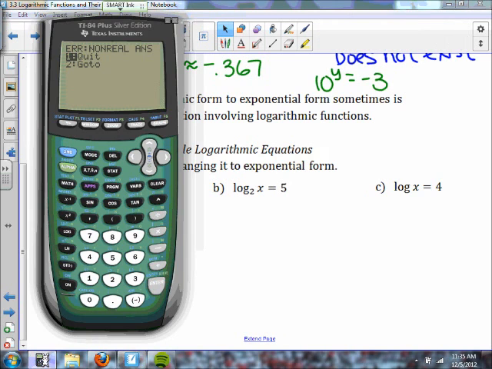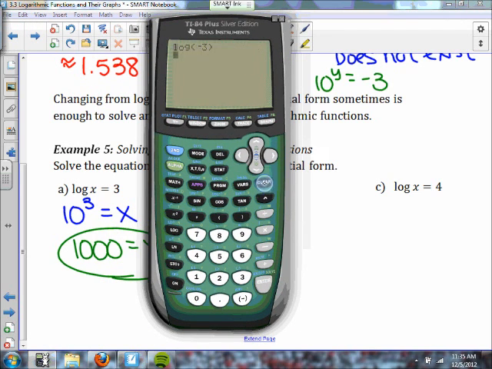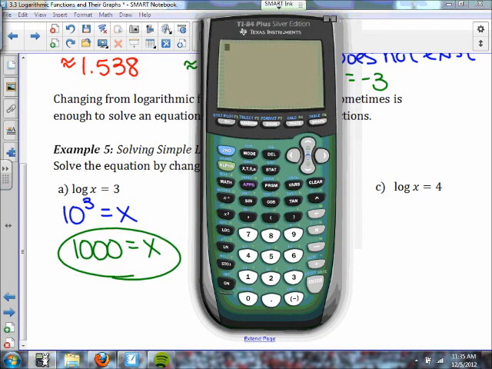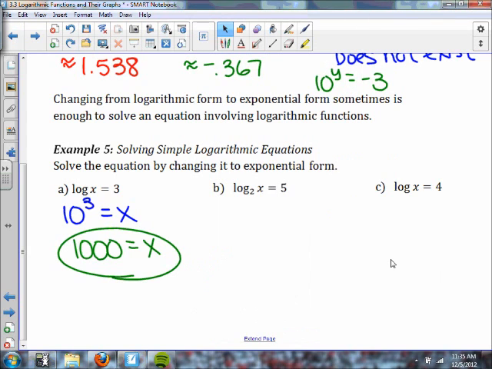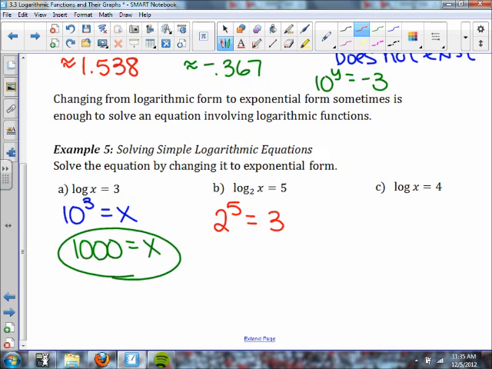Now to check this in your calculator, we'd go log of 1,000, and we do get 3. Okay? Now for B, what is your base in B? Base is 2. So we're going to have 2 to the 5th is equal to x. That means x will be 32.